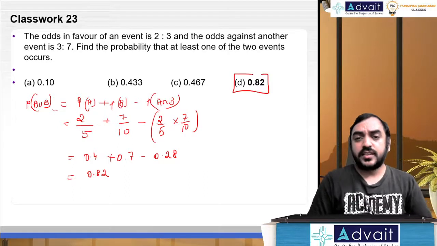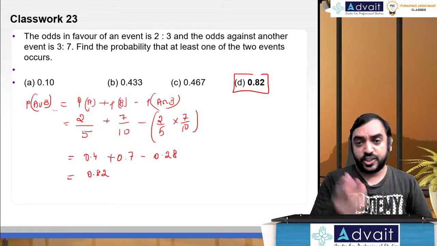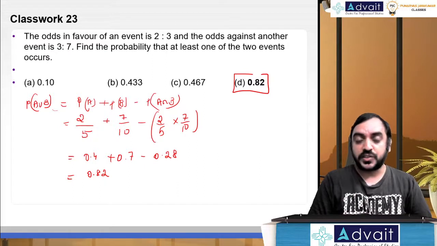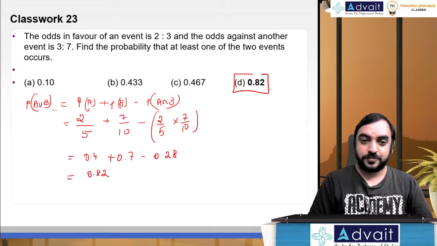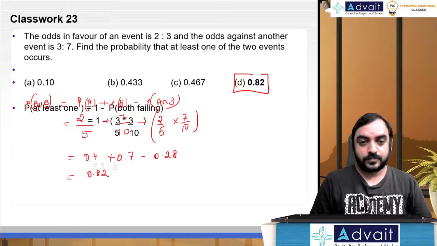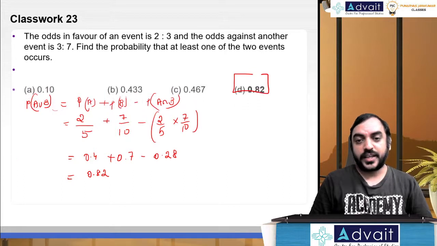Please check. In some material, printing might not have happened as 0.82. Please check your material. You have 0.82 as option D in your answer. Please confirm. Is it fine in the material? 0.82, option D. Yes. Okay. Very good. Thank you.